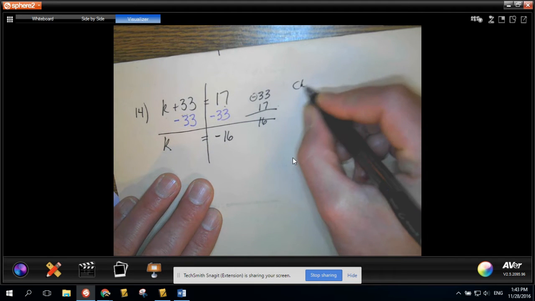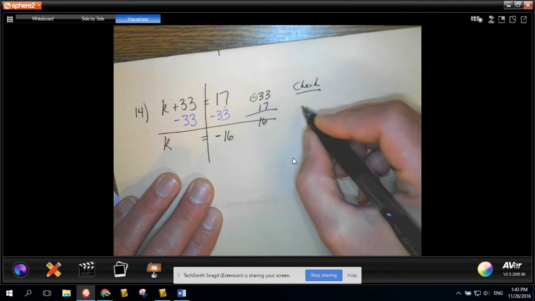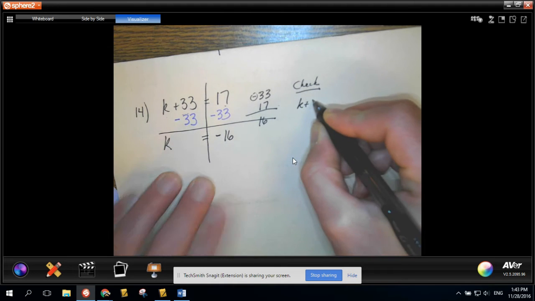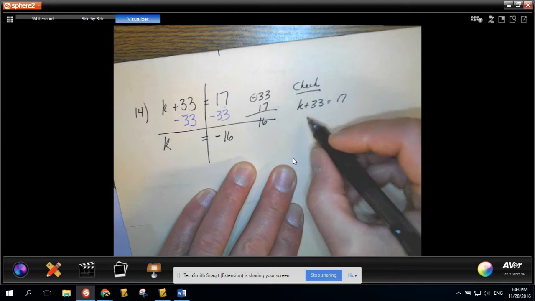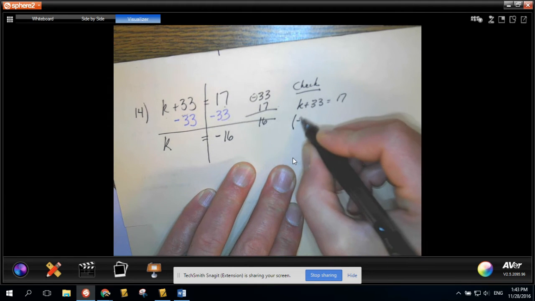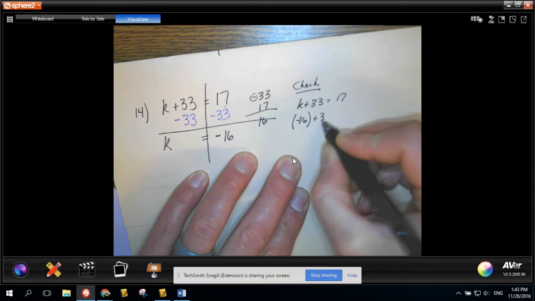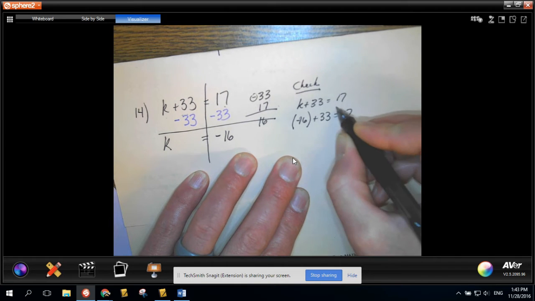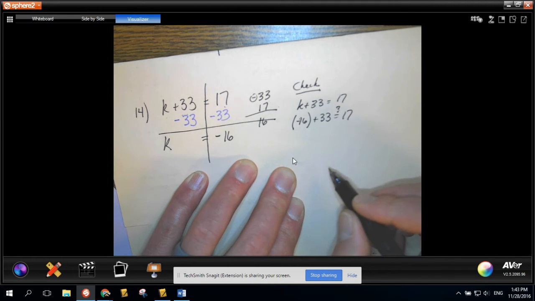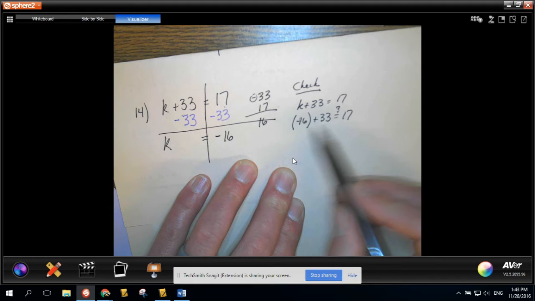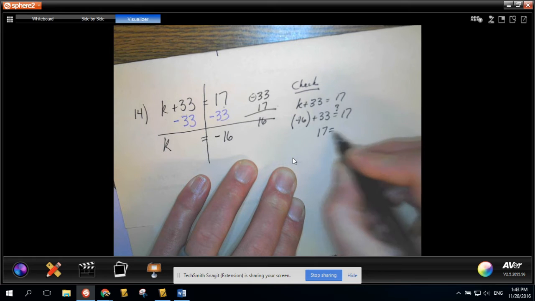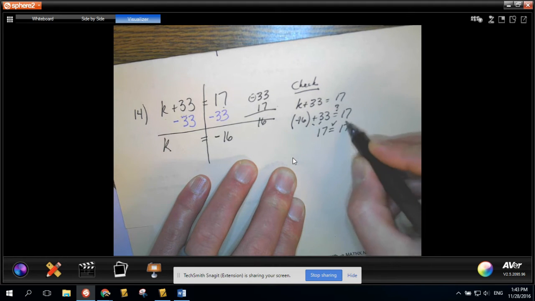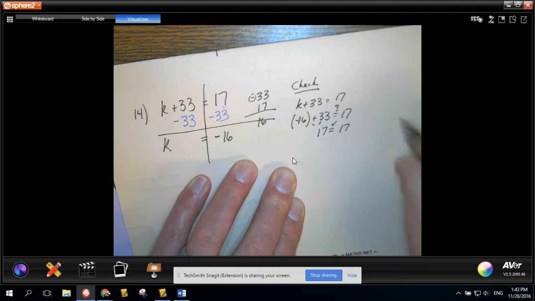For our check, in other words, this is how we verify that we got the right answer. We copy down the equation. And we're going to substitute our answer back in for k. And again, we're just checking to make sure we got the right answer here. And then a negative 16 plus 33 does give us a positive 17. And there's nothing to simplify over here. We just bring the 17 down.